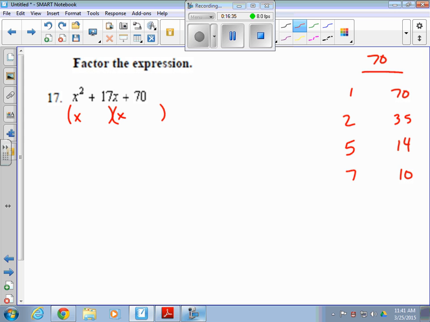The only pair that gets you to B's value, the only pair that gets you to 17 out of that whole group, is 7 and 10. None of the other pairs even work. So 7 and 10 is what you have to use. This sign says they both are the same. This one tells you they're both positive. So plus 7 plus 10.